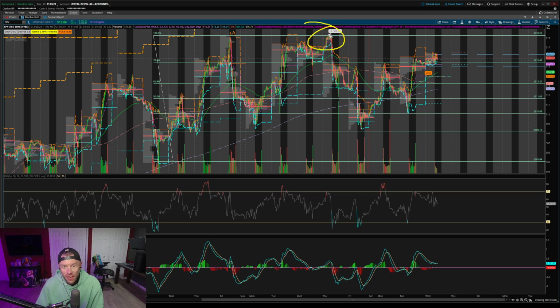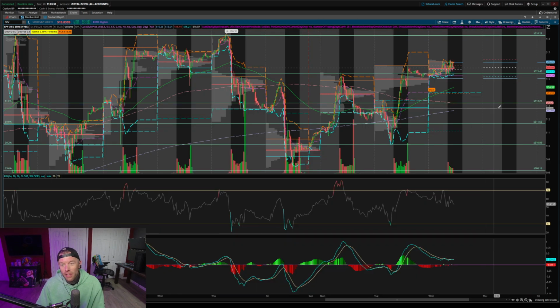Now, first tag caused a reaction down to the golden pocket. My eyesight's going bad. 3820 held. What did it do? Popped all the way back up, but we are still in what? Lower high territory, right? Still in lower high territory. How do I utilize this intraday? How do I make these weeklies awesome?